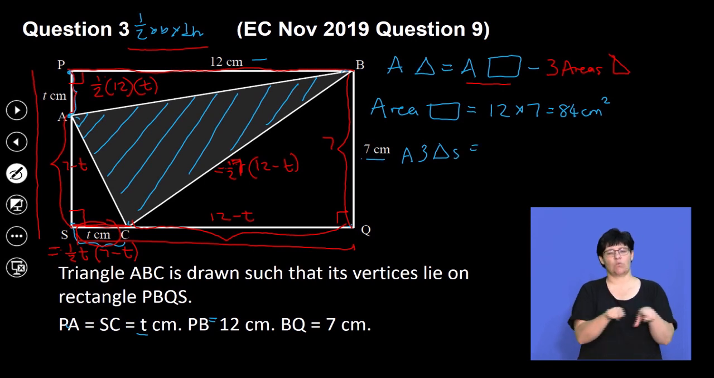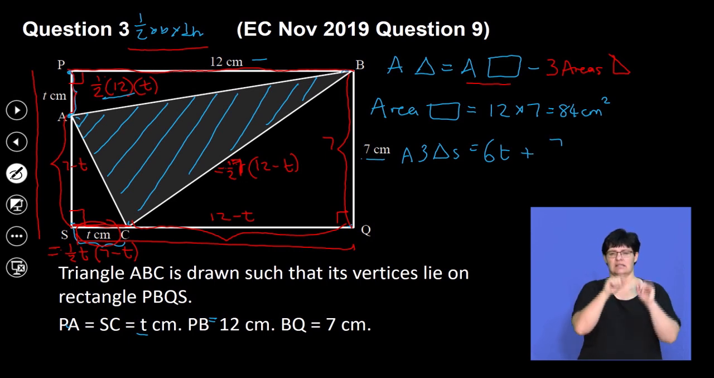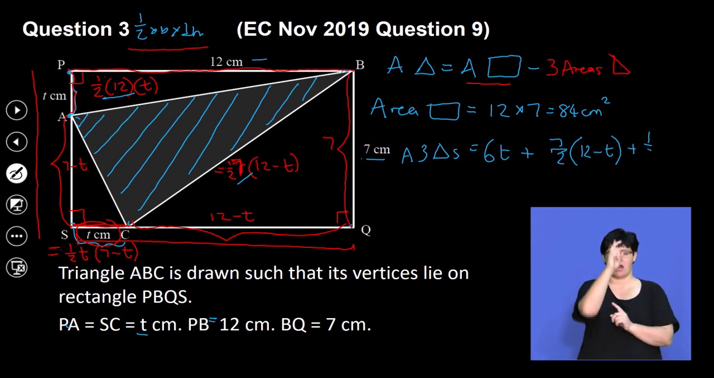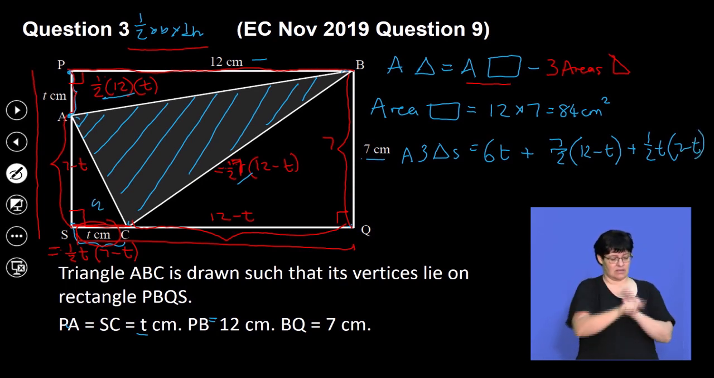So that is equal to, okay, the half times 12 times t is just 6t. And then I've got plus 7 over 2, that's this over here, that half times 7 is 7 over 2, into 12 minus t, and plus the half t into 7 minus t, which is this triangle over here. So we now have the sum of the areas of the three smaller triangles, the red triangles. Let's simplify that at this stage to make our working a little bit easier going forward.